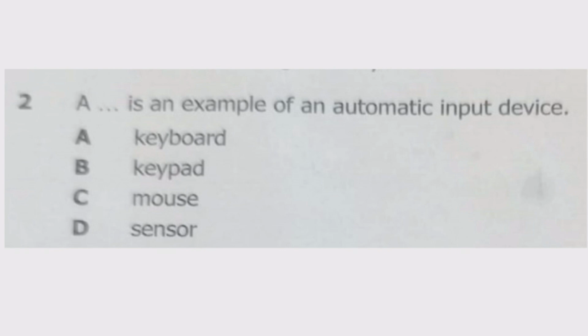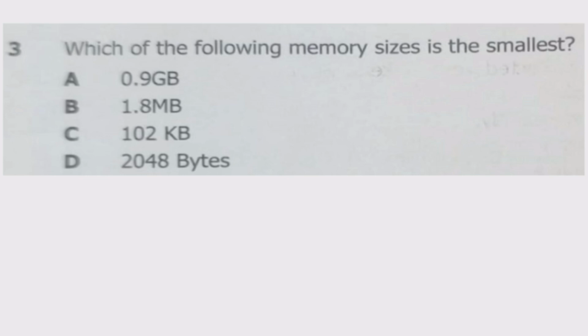Question 2 is as follows. A dash is an example of an automatic input device. A. Keyboard, B. Keypad, C. Mouse, D. Sensor. The correct answer here is D, Sensor. A sensor is an example of an automatic input device. That's the correct answer, D. Question 3 is as follows.